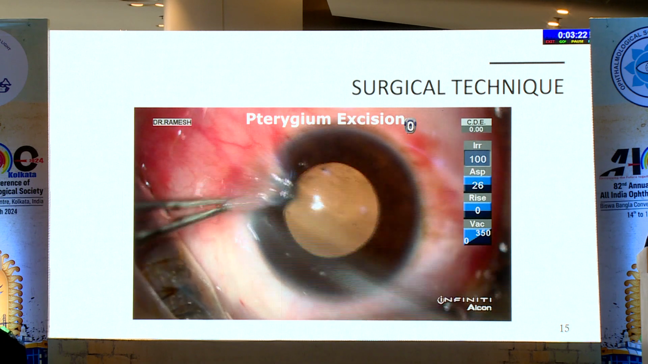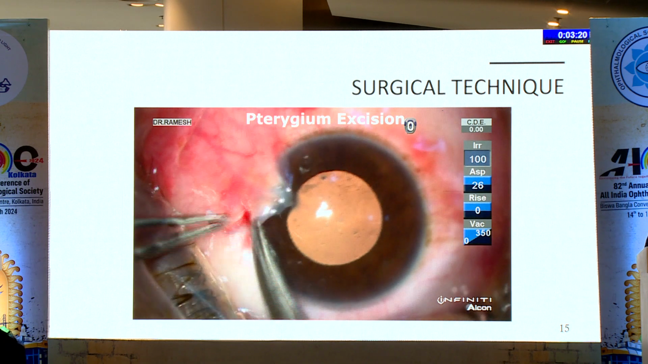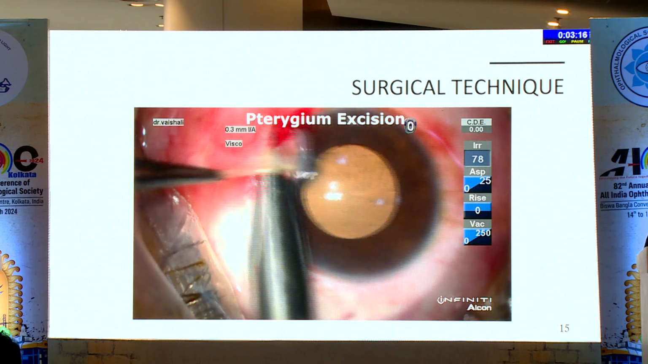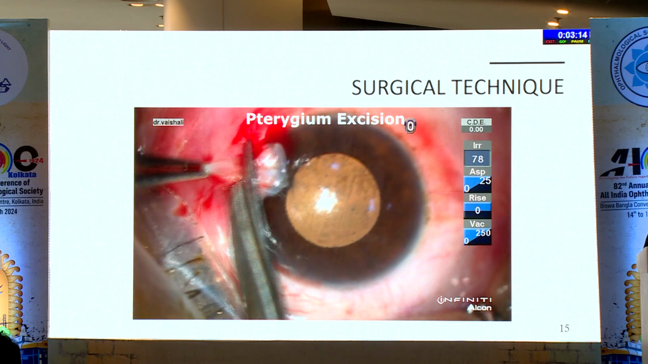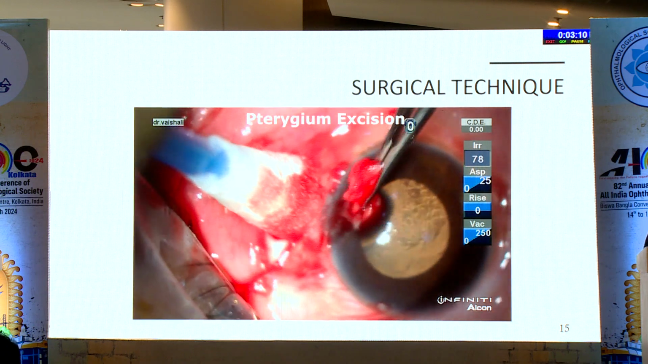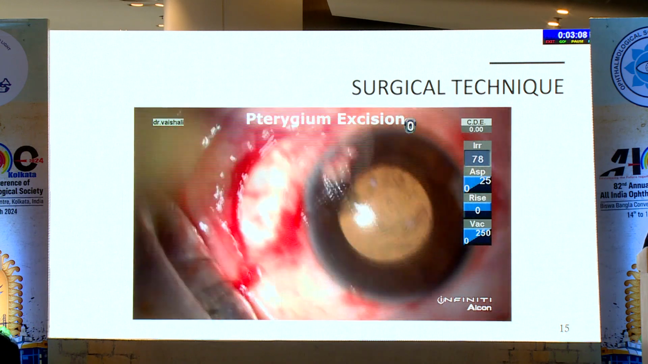So coming to the technique, the first part is to excise the pterygium. So we give a nick in the neck of the pterygium, and we remove the pterygium at the neck. The pterygium head is then removed from the cornea by using a reverse stripping method using a toothed forceps, and the remnants are just scraped off.